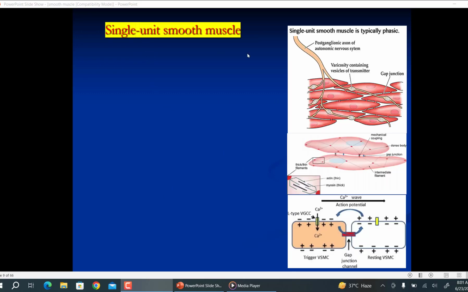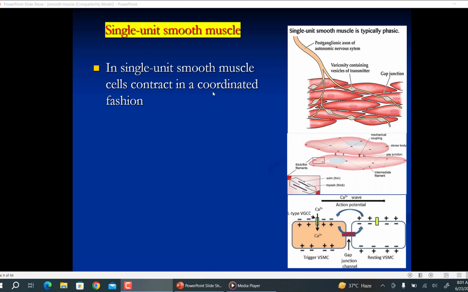Single unit smooth muscle. In single unit smooth muscle, cells contract in a coordinated fashion. They contract coordinatedly. When one muscle cell is contracted, the whole belly or the whole sheet of the smooth muscle goes into contraction.